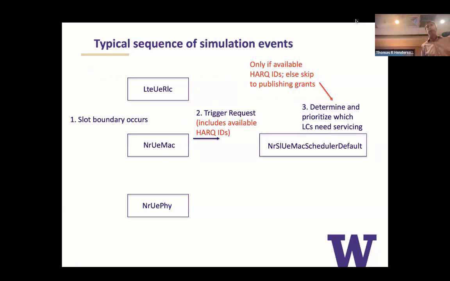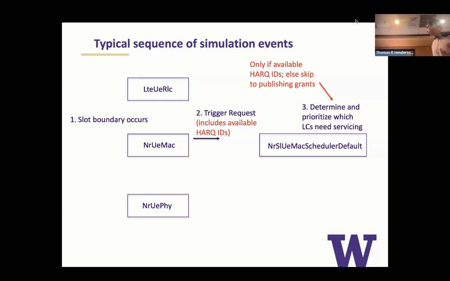So the typical sequence of events, let's review again, and I've overlaid in red text here some enhancements to what I showed you earlier. So again, in this simulator, the slot boundary occurs, a trigger request is sent. The trigger request tells the scheduler the available HARQ IDs, because if there are no HARQ IDs, then there's no point of scheduling something because the MAC is potentially not going to be able to make that transmission. So early in the scheduling process, if there's no available HARQ IDs at the moment, the scheduler will decline to schedule in that slot.